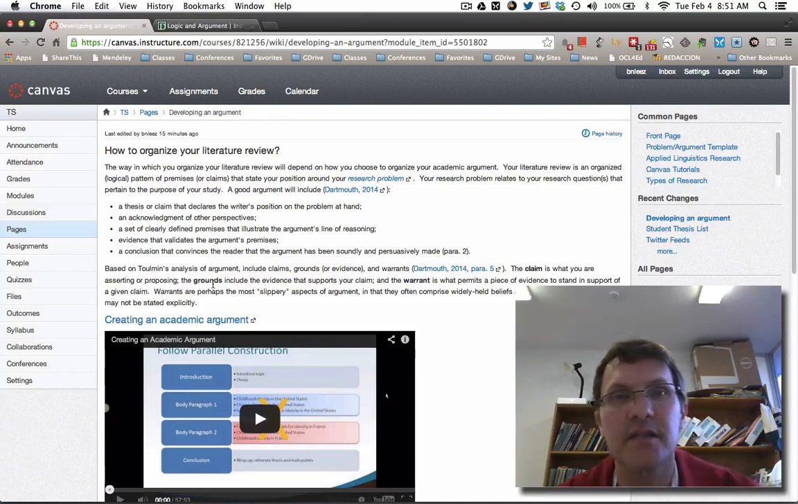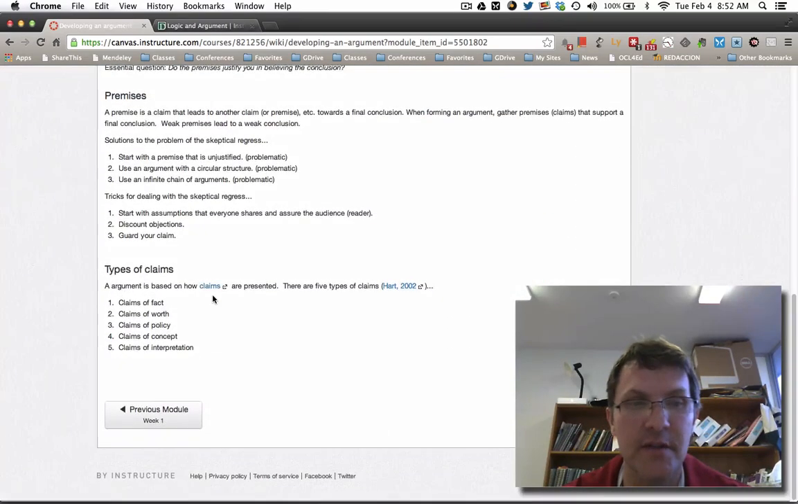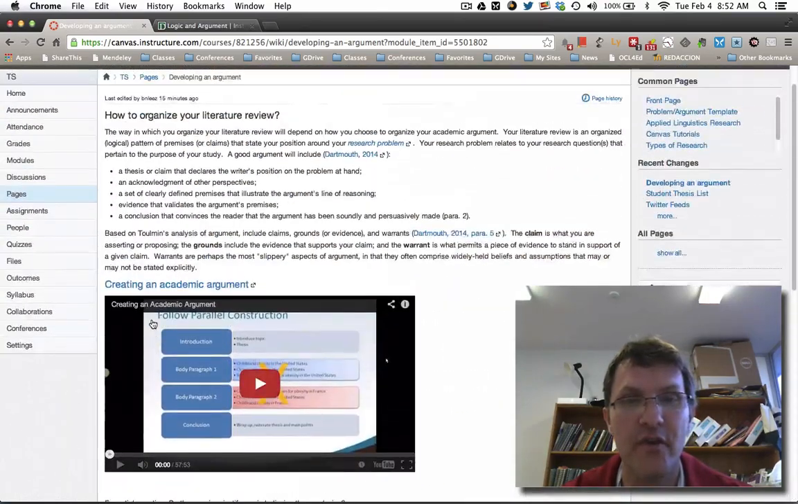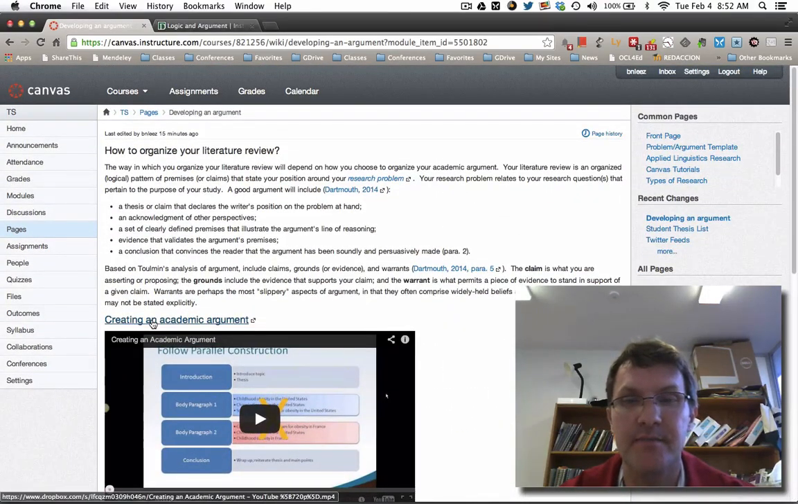A claim is basically just your perspective. It's a declarative statement, something that you think to be true. And I've included some different types of claims here at the bottom. We have claims of fact, of worth, of policy, of concept, and of interpretation. So think of the claims as topics. For example, a topic sentence will be a claim, so the first sentence of each of your paragraphs will be a claim. But all of these claims together, because you'll have several, should link to the thesis statement.